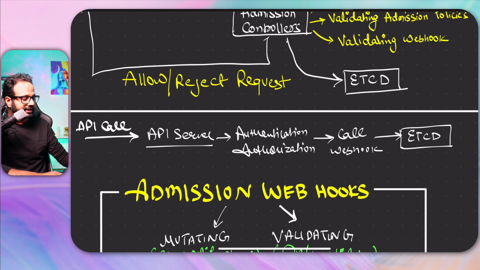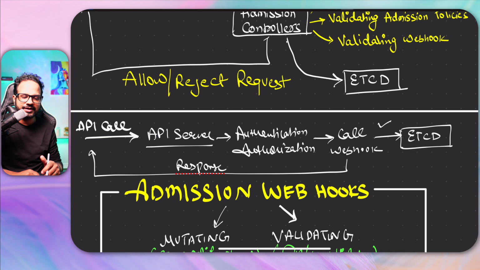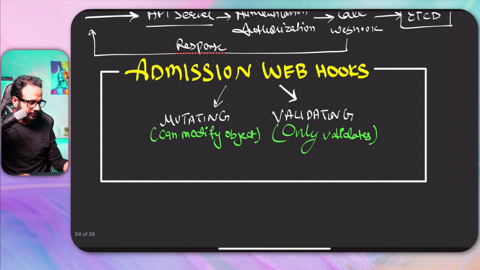Now this will be done only when it is accepted. If it is rejected for some reason, then the response will be sent back to the user and you will get an error. I will show you once we do the demo, something like invalid field or invalid request. Okay, so this is how it works.